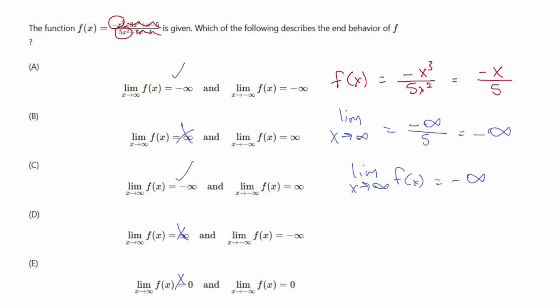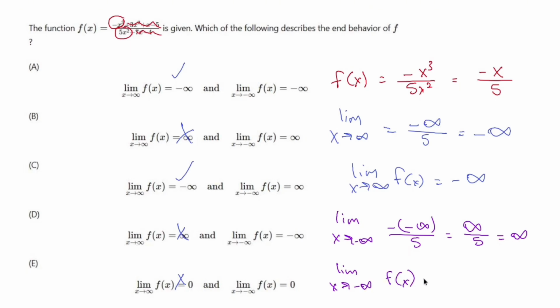Now let's do it again with a negative infinity. If I were to take what I have up here in red and plug in negative infinity, it would look like negative infinity over 5. Negative is positive, so positive infinity divided by 5 is still positive infinity. So we can say that as x approaches negative infinity of f of x, we go towards positive infinity.